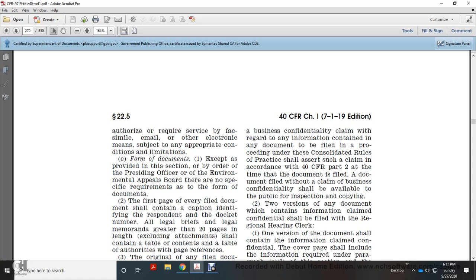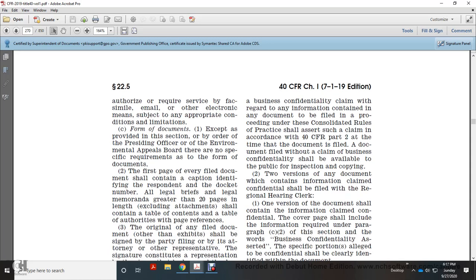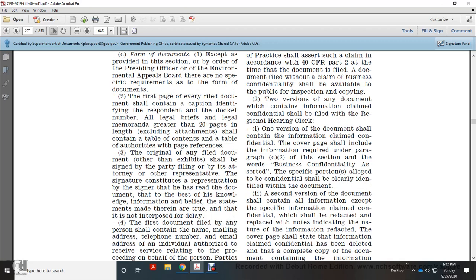There are no specific requirements on the form of the document. The first paragraph of a filed document shall contain a caption identifying the respondent and the docket number. Legal briefs and legal memoranda greater than 20 pages in length, excluding attachments, shall contain a table of contents and a table of authorities with page references to the original. Any filed document other than an exhibit shall be signed by the party filing, its attorney, or other representative.